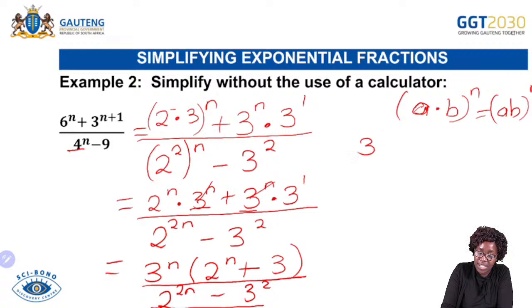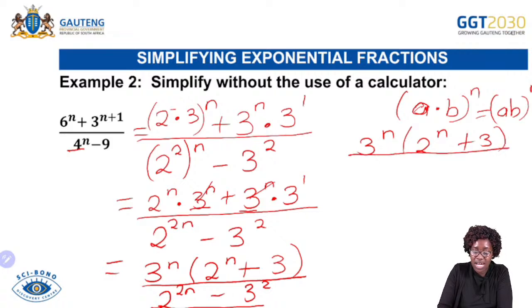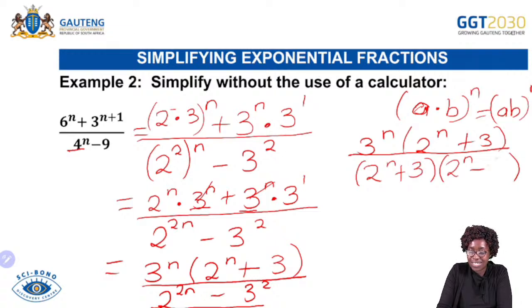I'm going to write this as 3 raised to the power of n multiplied by 2 raised to the power of n plus 3. And then when I'm trying to find the factors of a difference of 2 squares, I'm going to end up with 2 brackets with the same factors. So 2 raised to the power of 2n is the same as saying 2 to the power of n multiplied by 2 to the power of n. And then the second one will just simply give us a 3. So remember, if it's a difference of 2 squares, same factors, but different signs.